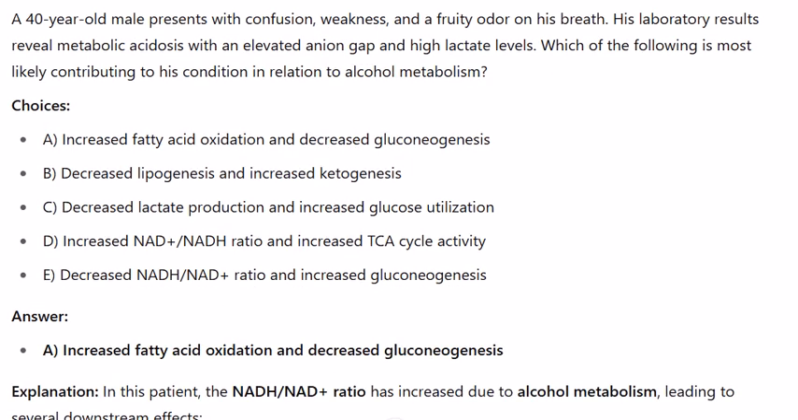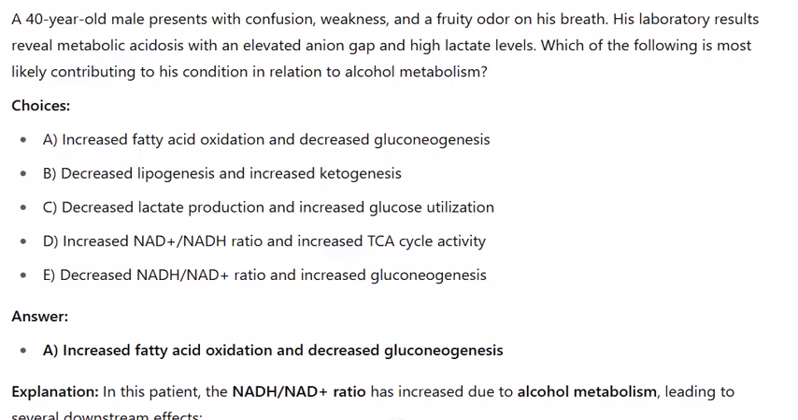Question 3. A 40-year-old male presents with confusion, weakness, and a fruity odor on his breath. His laboratory results reveal metabolic acidosis with an elevated anion gap and high lactate levels. Which of the following is most likely contributing to his condition in relation to alcohol metabolism? Choices. A. Increased fatty acid oxidation and decreased gluconeogenesis. B. Decreased lipogenesis and increased ketogenesis. C. Decreased lactate production and increased glucose utilization. D. Increased NAD+/NADH ratio and increased TCA cycle activity. E. Decreased NADH/NAD+ ratio and increased gluconeogenesis.